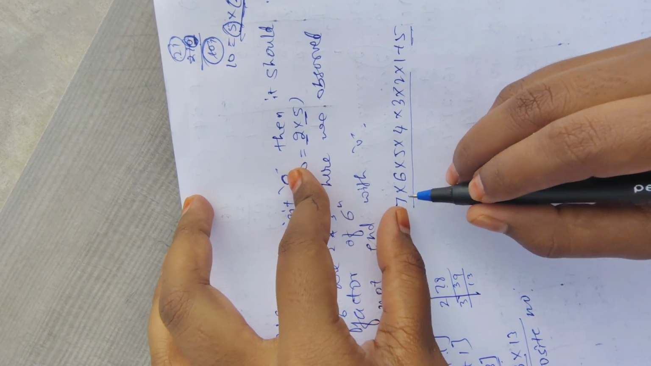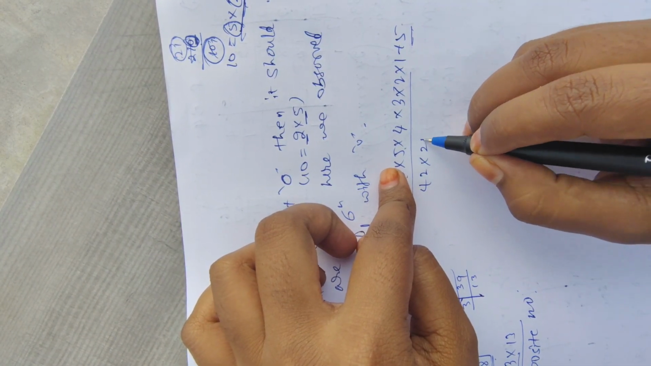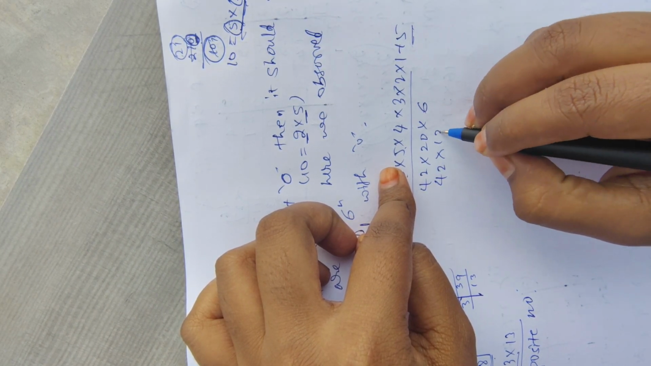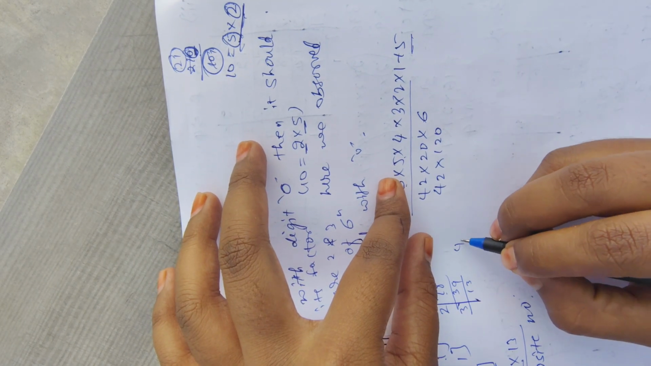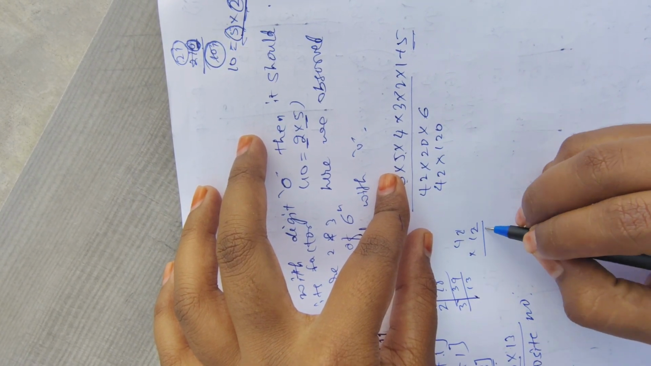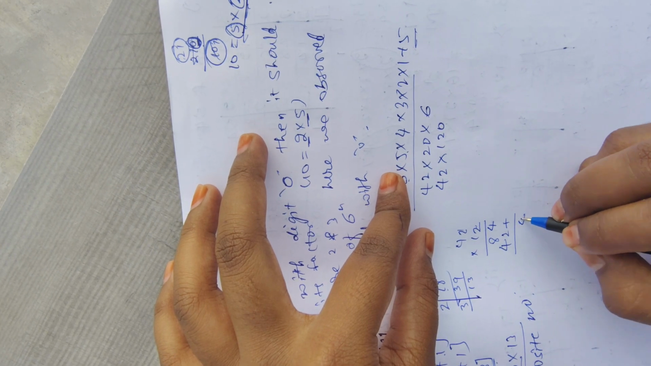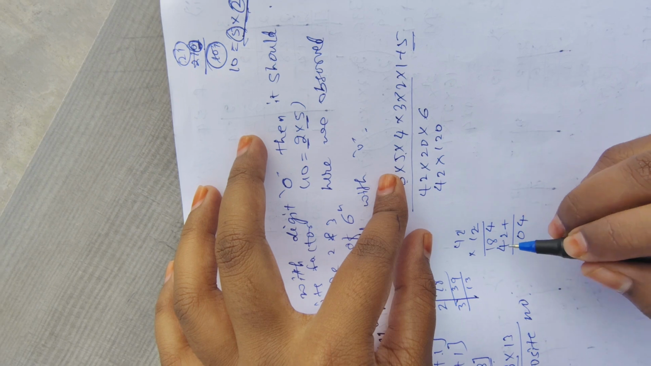Okay, so 7 sixes are 42, 42 into 5 is 210, 3 2s are 6. Okay, 42 into 2 into 6 are 120. Okay, now 42 into 12 you do, 2 2s are 4, 2 4s are 8. Next 42, so 4 into 10 is 5.